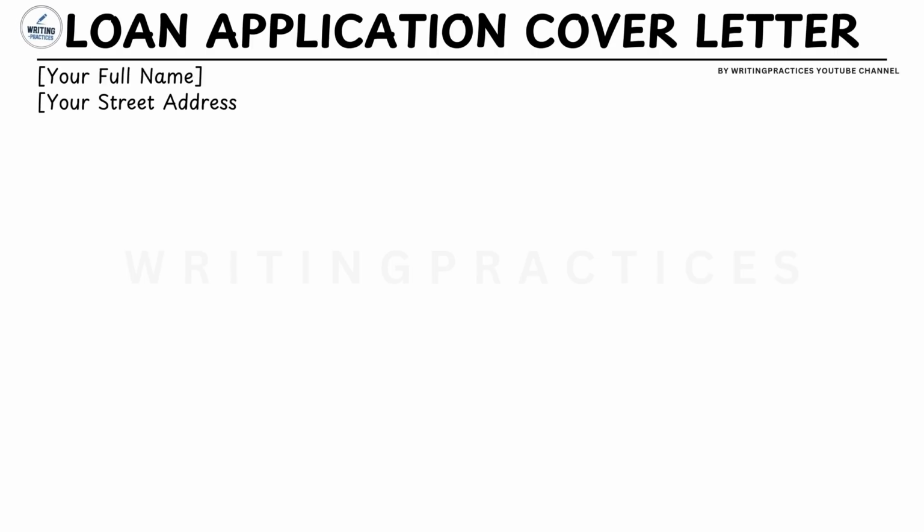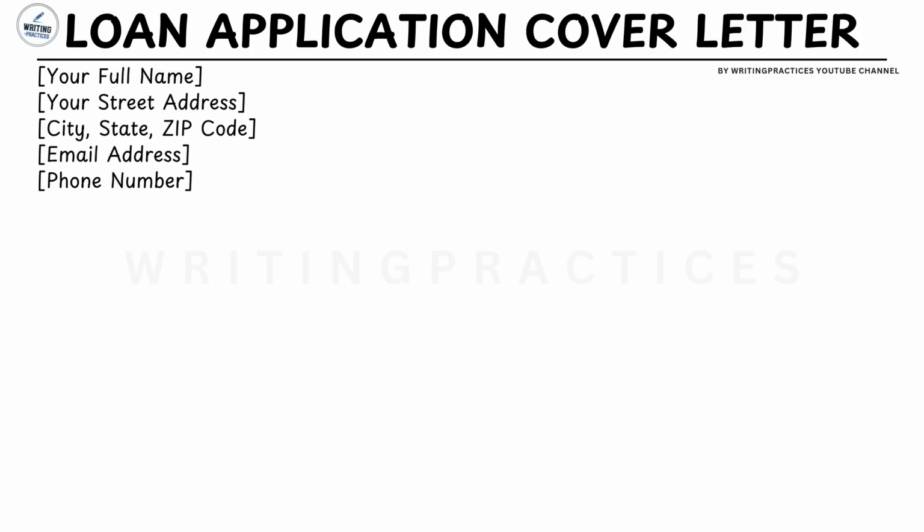Your contact information. At the top of your letter, you want to include your full contact information. This helps the loan officer identify you quickly and also ensures that they can get in touch with you easily. Start with your full name, followed by your street address, city, state, and zip code. Then include your email address and your phone number. Here's what that would look like: your full name, your street address, city, state, zip code, email address, phone number. This format keeps it clean and professional. Make sure the contact information is accurate and up to date, especially your phone number and email.